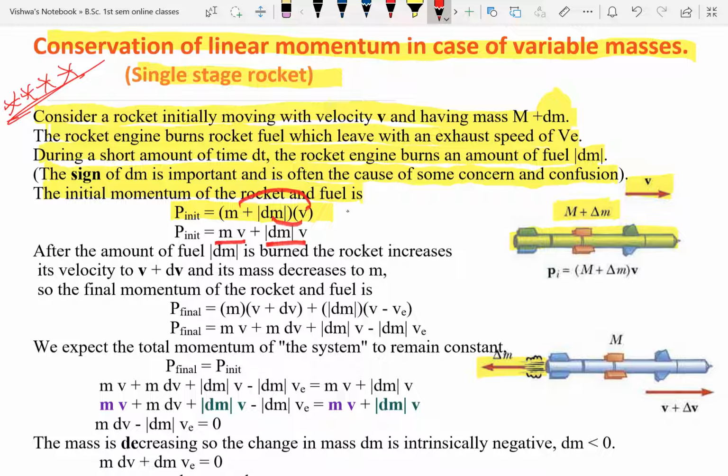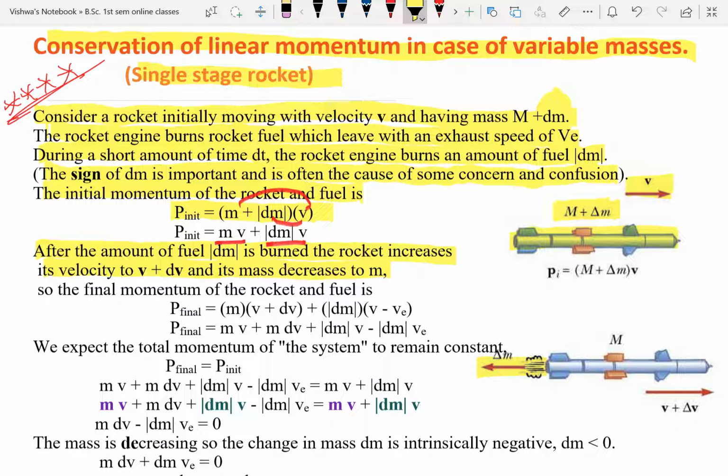After the amount of fuel dm is burned, the rocket increases its velocity to v plus dv and its mass decreases to m. The total mass was m plus dm, and in that, dm amount of the fuel is burned out, so the remaining mass is only m. When mass decreases, to maintain a constant momentum, another quantity should increase. That other quantity is velocity. So the velocity increases to v plus dv, and the mass is m.